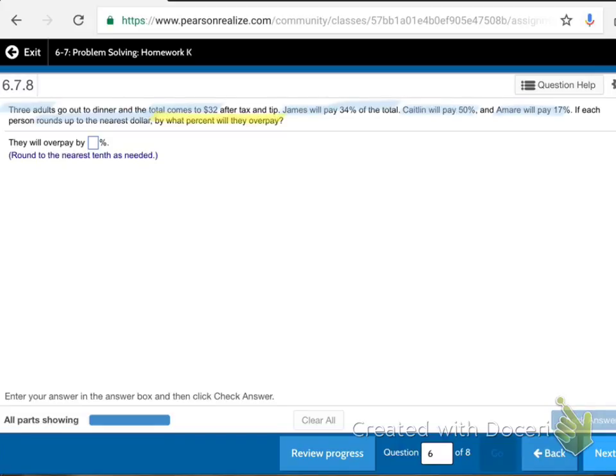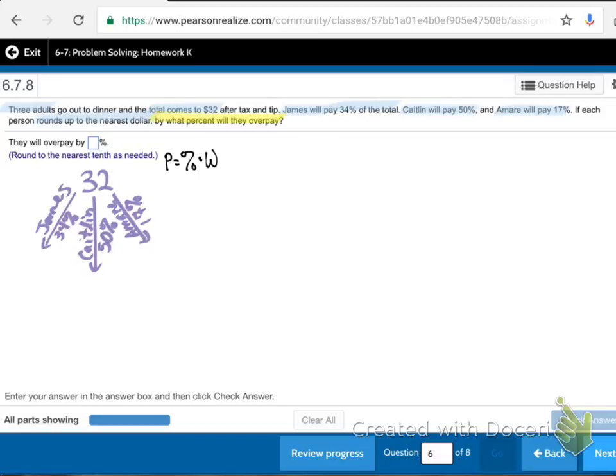So important information. Notice that I highlighted rounds up to the nearest dollar. That's some pretty vital information here. All right, so we have $32 and we split it up. James will pay 34, Caitlin will pay 50, Amari will pay 17. So we're going to use part equals percent times whole for all of them to figure out how much each is going to contribute to the bill.